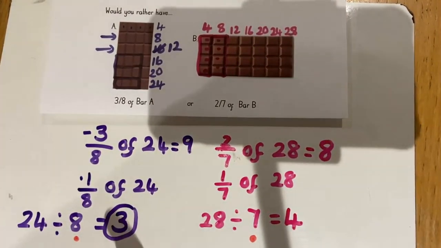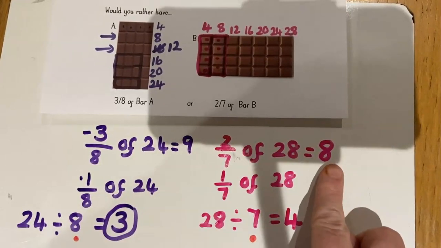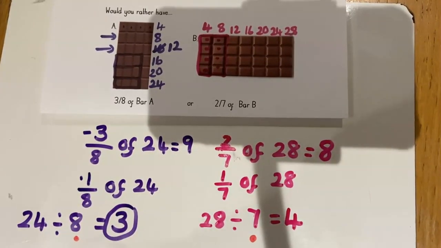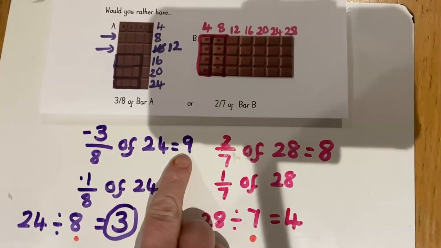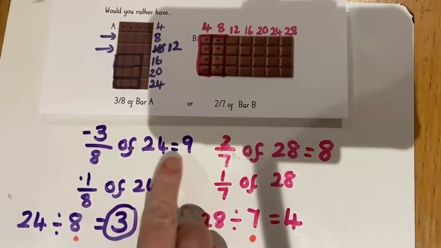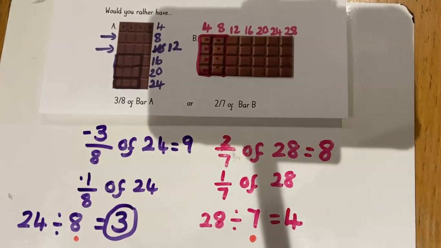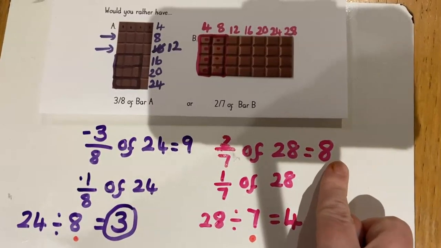So would I rather have A or B? Well, it depends on how greedy I am and how much I like chocolate. And I do like chocolate, and I am quite greedy. So I would definitely go for bar A. If you were on a diet, or if you were thinking about not eating too many sweet things and having a healthy diet, you might have chosen bar B.